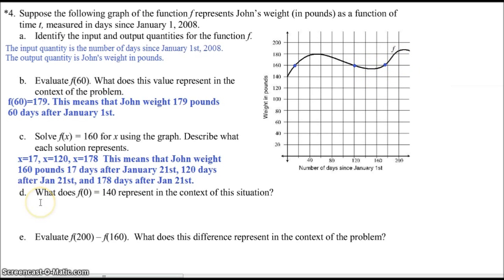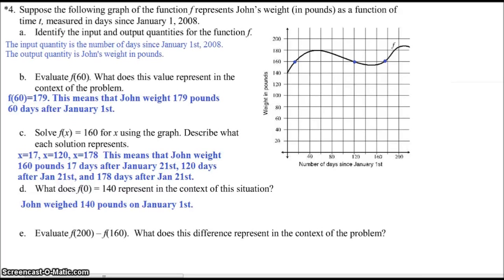Part D, what does f of 0 equals 140 represent in the context of this situation? So f of 0 is 140. That simply means that 0 days since January 1st, or on January 1st, John weighed 140 pounds.